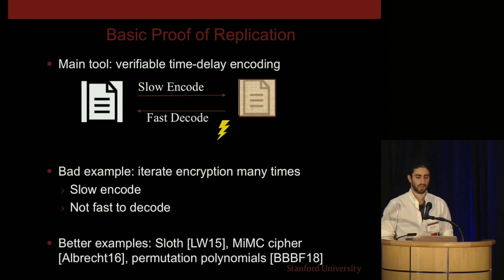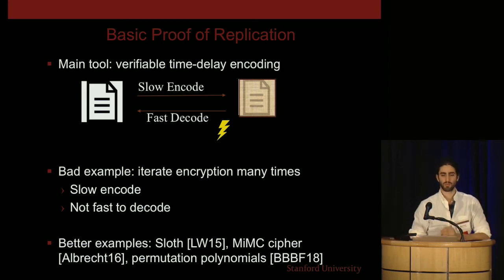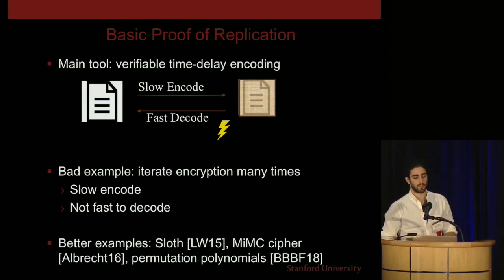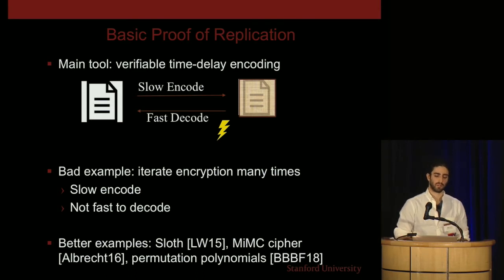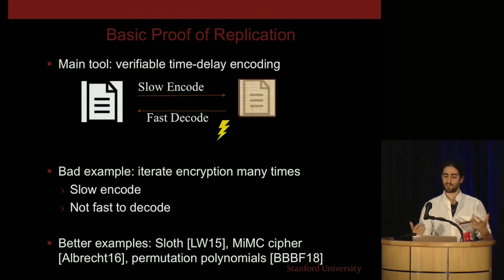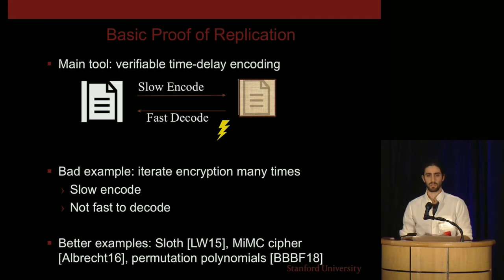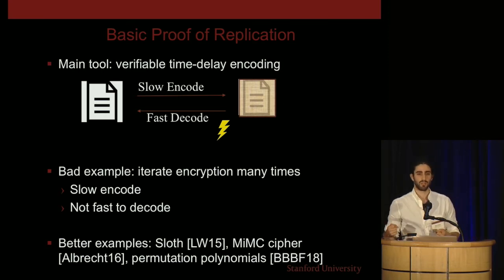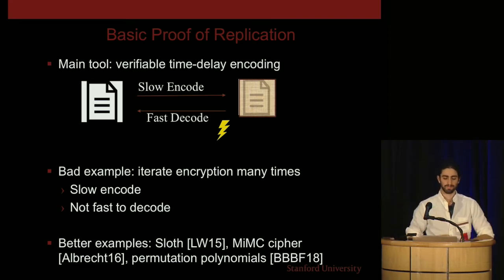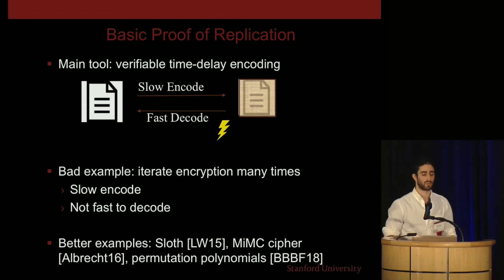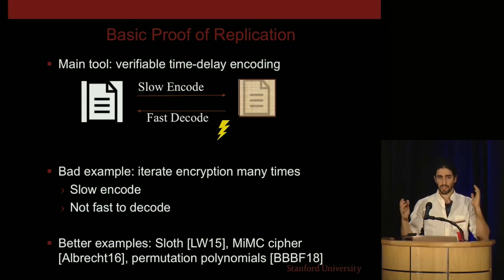So I'll first explain a basic proof of replication. And the main tool for this proof is a verifiable time delay encoding. You can think of this informally as an encoding of a file that takes a slow amount of time to encode in terms of wall clock time, even with parallelized effort. But on the other hand, it's fast to decode. So a bad example of this would be to iterate an encryption many times. That's a slow encoding, but it's not fast to decode.